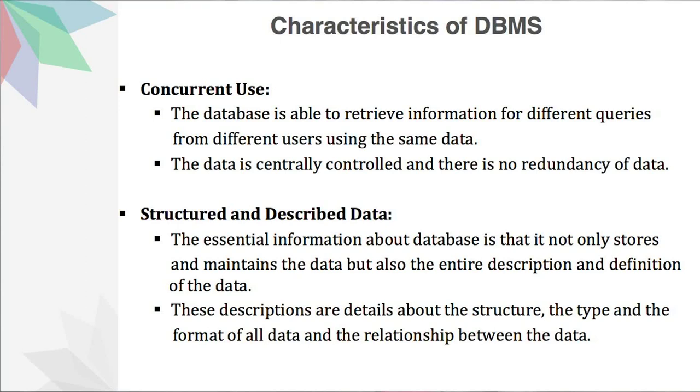So a database not only contains the student information, that is the student name and the student roll number, but it also contains the definition or description of this information. That is how many letters can be there in a student name, say 40. What kind of description will be for the student roll number, whether it will be numeric type, whether it will be alphanumeric type. So all this description will also be contained in the database. The description and details about the structure, the type, the format of all this data and the relationship between this data are also included in the DBMS.